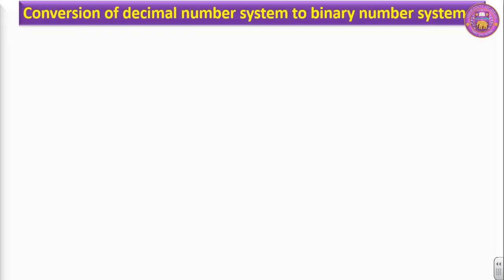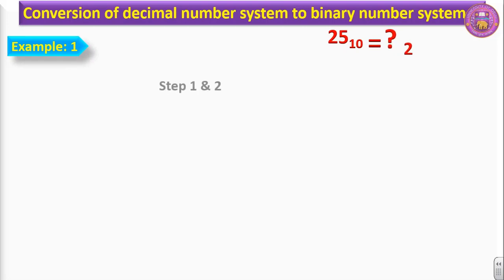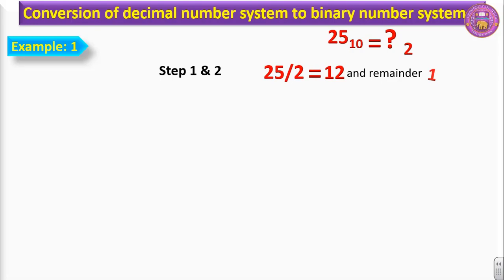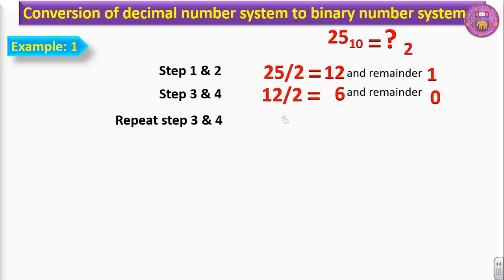Conversion of decimal number system to binary number system. First example, we have decimal number 25 and we want to convert it into binary. Step 1. Divide 25 by 2. It comes to 12 and the remainder is 1. Step 3 and 4. Divide 12 by 2. It comes to 6 and the remainder is 0. Repeat step 3 and 4. Divide 6 by 2. It comes to 3 and the remainder is 0.